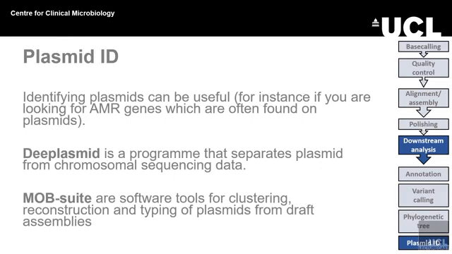If you wanted to identify plasmids, if you're looking at antimicrobial resistance genes, plasmids are useful because they are mobile genetic elements that carry resistance genes. It can be quite difficult to separate genomic DNA and plasmid DNA, but there are programs that you can use to do that, and BeatPlasmid and MOB-suite are two that you can use.